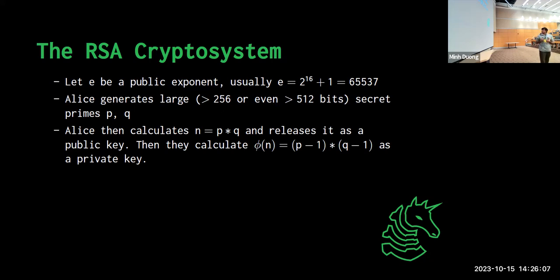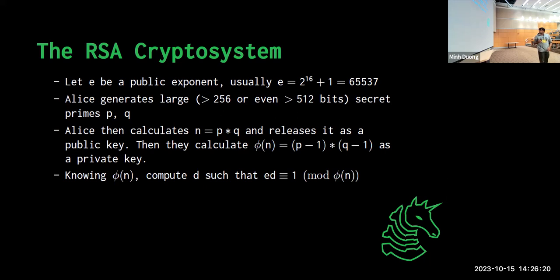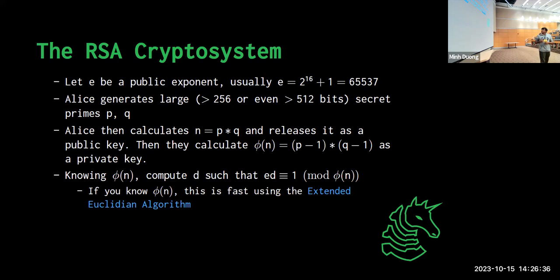So she releases it as a public key, and then they calculate Totient of n, which is P minus 1 times Q minus 1, as some sort of private information that's not shared publicly. So if you know e and phi of n, you can compute d such that e times d is equivalent to 1 mod phi of n. So this is finding the multiplicative inverse with respect to mod phi of n. And if you know phi of n, then this is a fast thing to do by using the extended Euclidean algorithm, which you can see from this one.